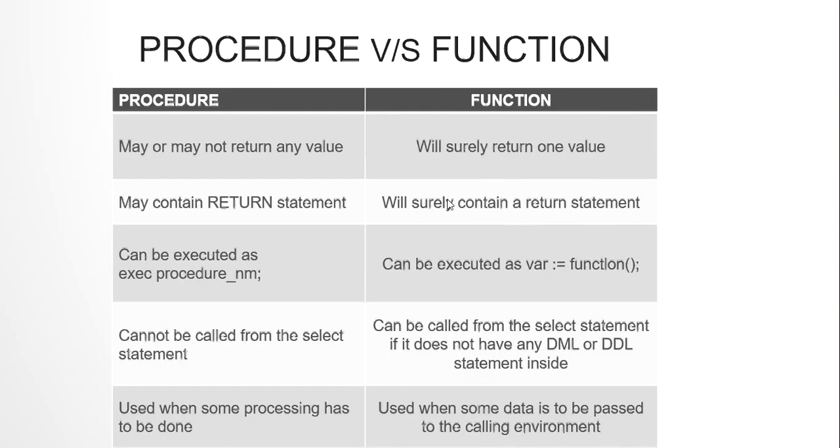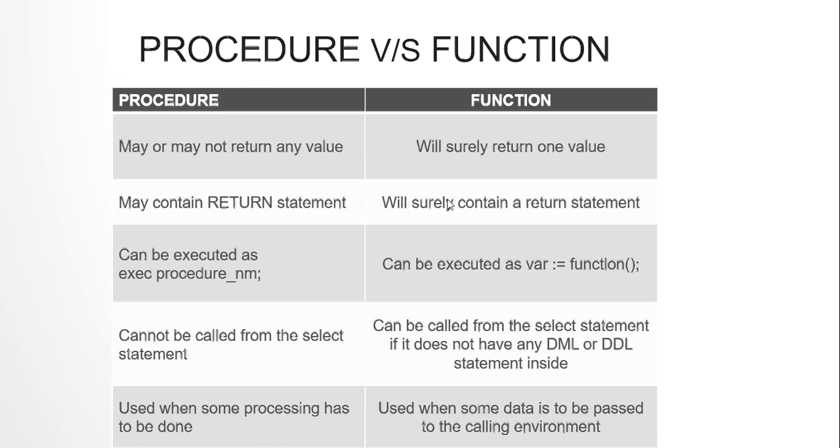So the very first difference between a procedure and a function is that a procedure may or may not return any value, but a function will surely return one value. This is the most and utmost difference between both of these, and other differences would be drilled down from this very basic difference.